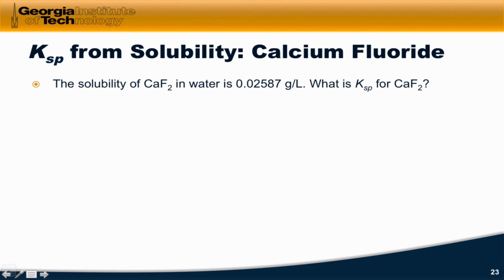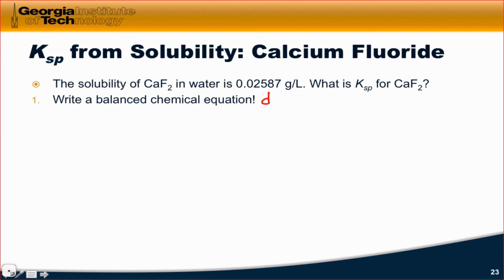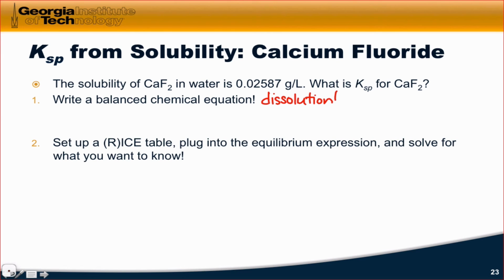We can also do this kind of problem in reverse, starting with a molar or a mass solubility value and working backwards to Ksp. The basic process is very similar. The first step is to write a balanced chemical equation for dissolution in particular. Then we set up a rice table, plug into the equilibrium expression what we know, which in this case is the extent of reaction. We're going to know the number of reaction events that occurs since we're given the moles of CaF2 dissolved in a fully saturated solution. And then we're going to solve for what we want to know, which in this case is Ksp, simply by plugging in those known concentrations into the equilibrium expression.